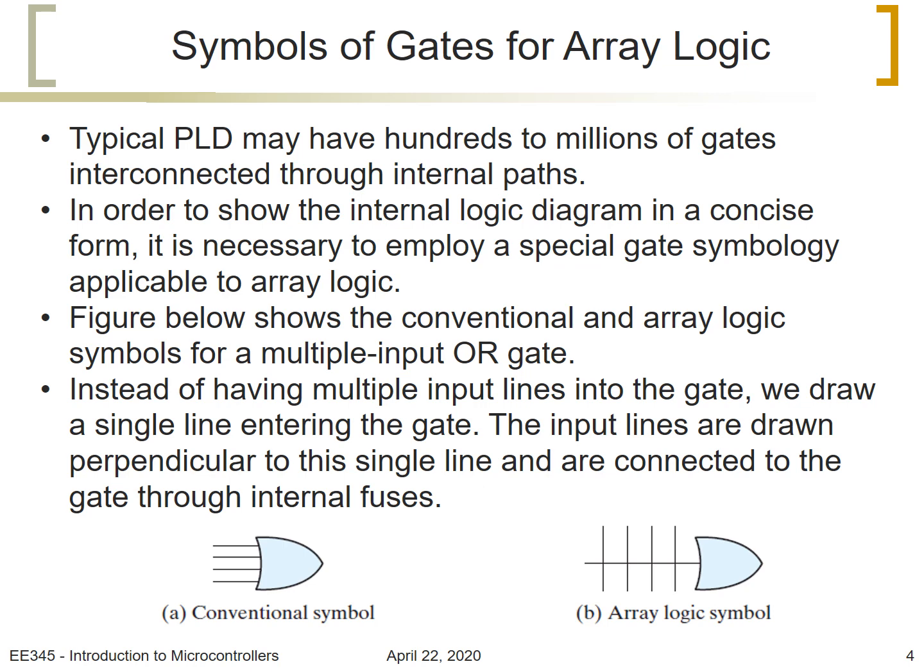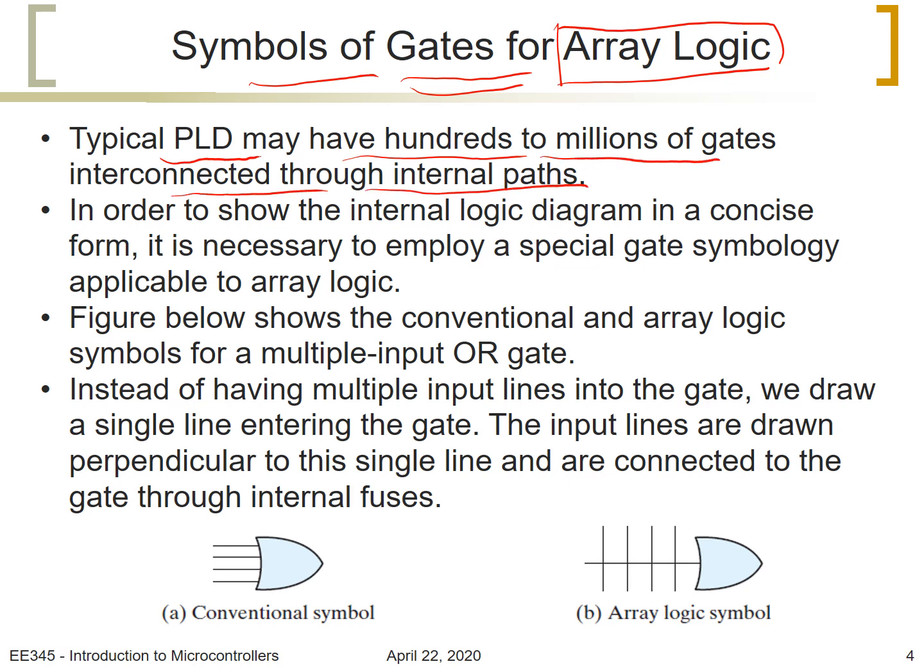Now, in this chapter, we will use a different symbol for the gates, and these symbols are used for what we call array logic. The typical programmable logic devices may have hundreds to millions of gates interconnected through internal paths. So the number of gates is really huge. Usually we have millions of gates. And in order to show the internal logic diagram in a concise way, it is necessary to employ a special gate symbology applicable to array logic. So we're talking about a different symbol that we use in this situation.